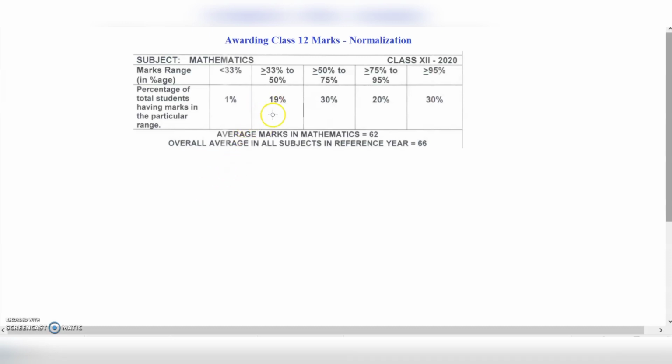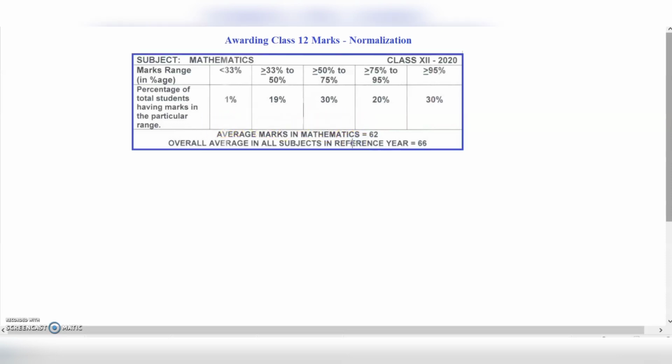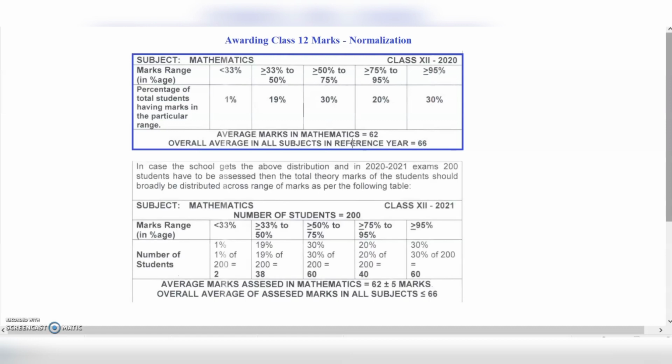To normalize this, CBSE has insisted each school has to distribute their marks not deviating much from their reference years in the past. Say if 2020 is taken as the reference year, the current marking scheme in 2021 should not vary much. For example, a pattern of 1, 19 and 30% between different regions of the mark, and if a total of 200 students are evaluated in the new scheme, they also have to satisfy more or less or roughly fit to the marking pattern as provided in the lower table.